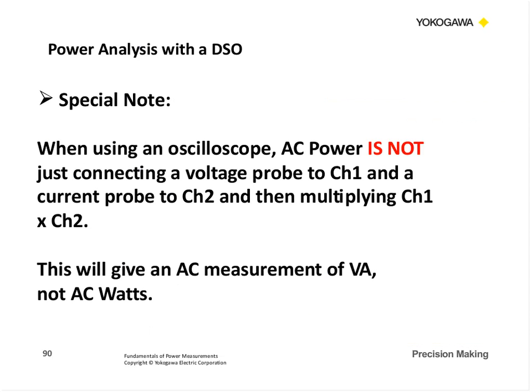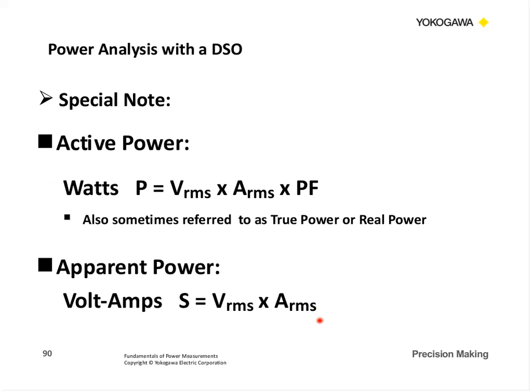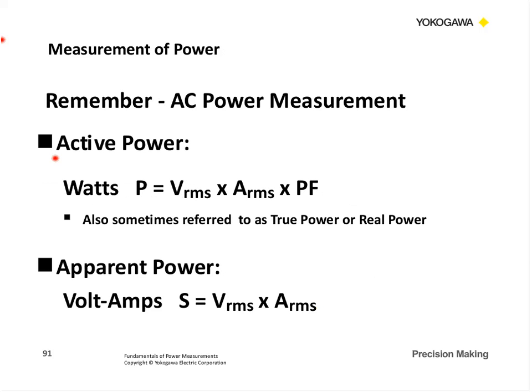However, special note, when you're using your scope, remember AC power is not connecting a voltage probe to, say, channel 1 and a current probe to channel 2 and using the internal math to multiply the two of them together. What's that give you? Well, it gives you VA. It's not watts. You have to have a power analyzer that has power algorithms inside, because remember, it's volts times amps times power factor. So somehow we've got to get that power factor.